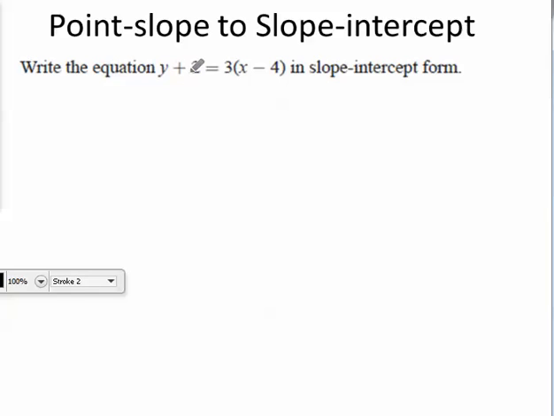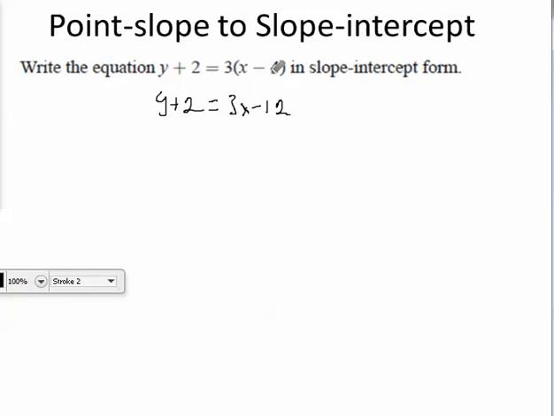Let's take this one. Point slope to slope intercept. Oh, this one ought to be easy because we've already got the slope in here, right? So what I'm going to do is I'm going to say y plus 2. Well, I know I've got to get rid of that 2 somehow. But what I'm going to do is the distributive property over here to begin with and get 3x minus 12. Now, why did I do that?